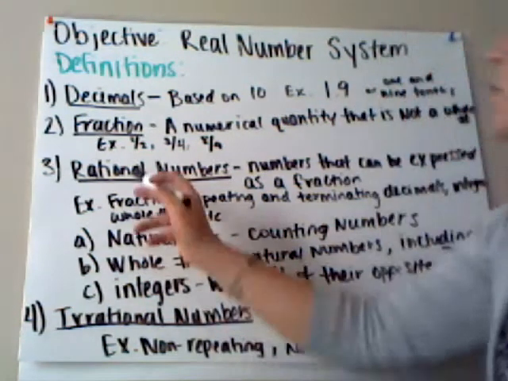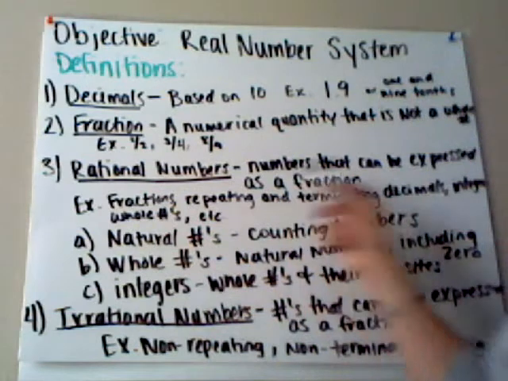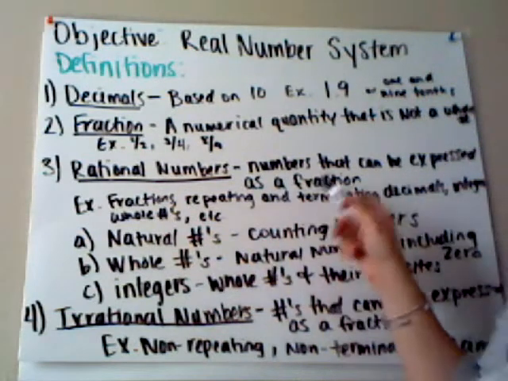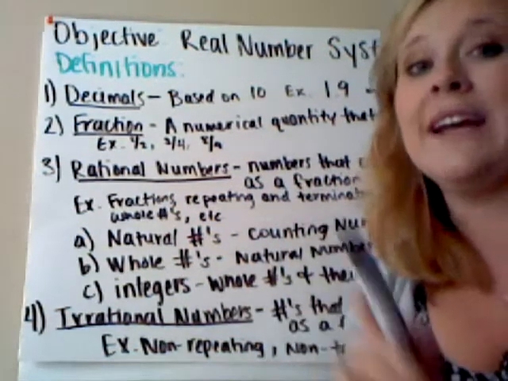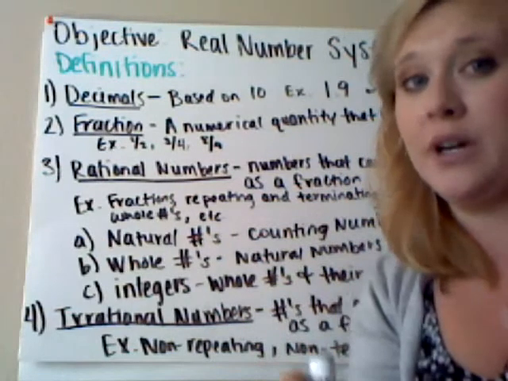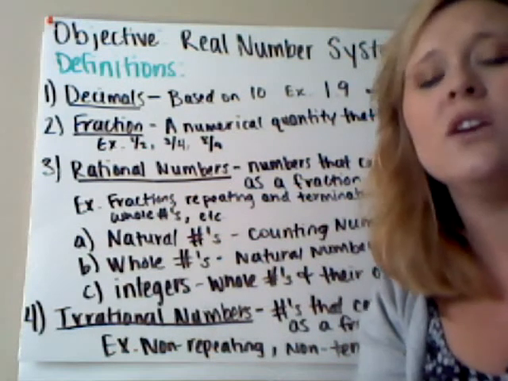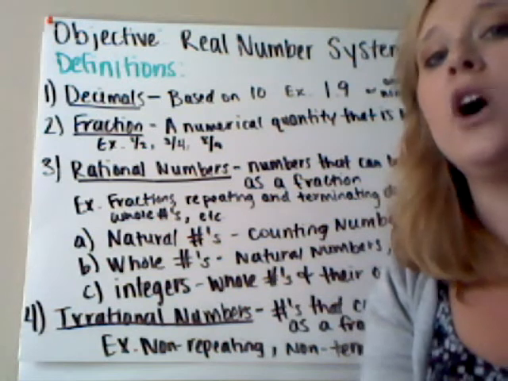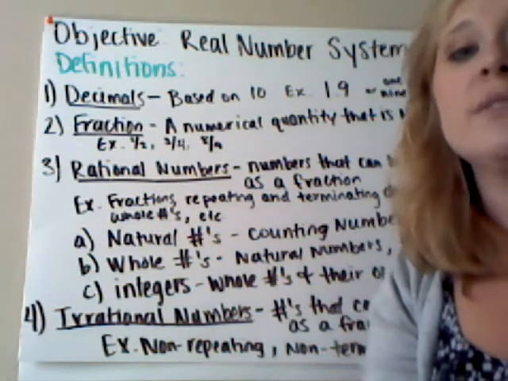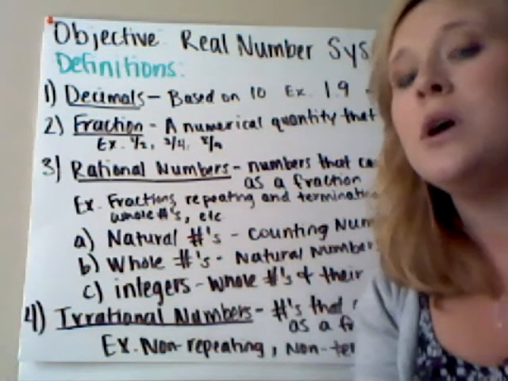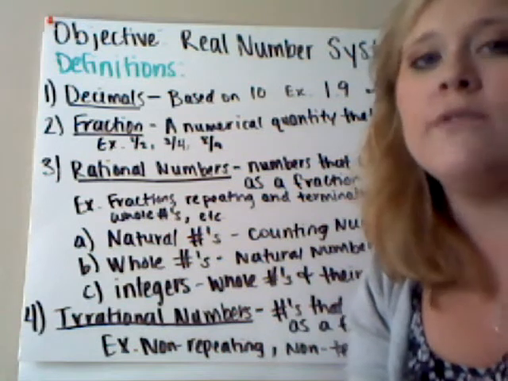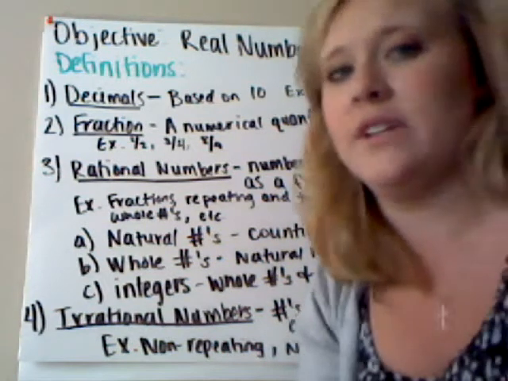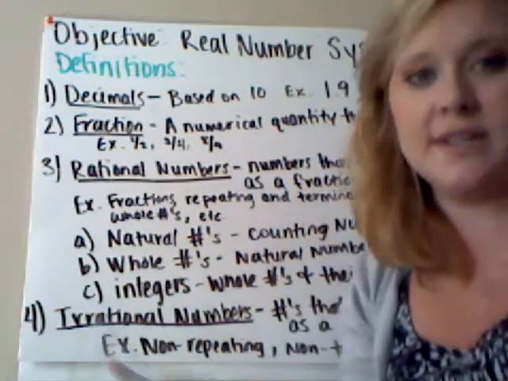Next definition, rational numbers. They are numbers that can be expressed as a fraction. Now, there are different kinds of rational numbers. Now, this is where it gets tricky. So, numbers can be rational, but they can also be other things. But some of those numbers might be one of the rational numbers and not all of the types of rational numbers. So, let's look at the types.